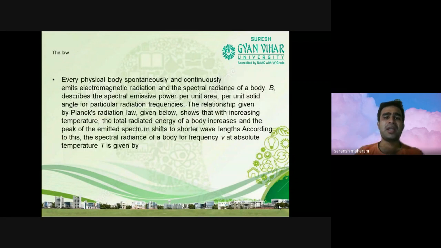Every physical body continuously emits electromagnetic radiation, and the spectral radiance of a body, B, describes the spectral emissive power per unit area, per unit solid angle for particular radiation frequencies. The relationship given by Planck's radiation law, given below, shows that with increasing temperature, the total radiated energy of a body increases and the peak of the emitted spectrum shifts to shorter wavelengths.